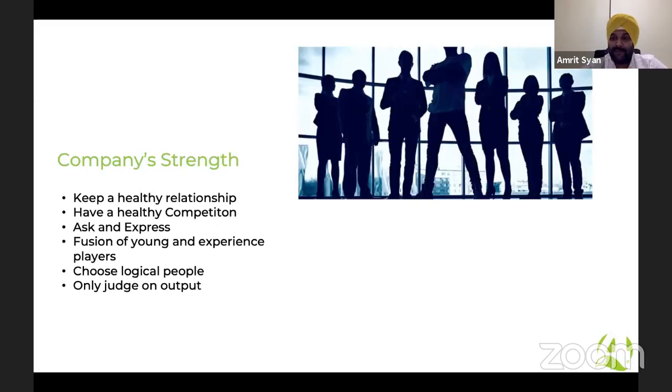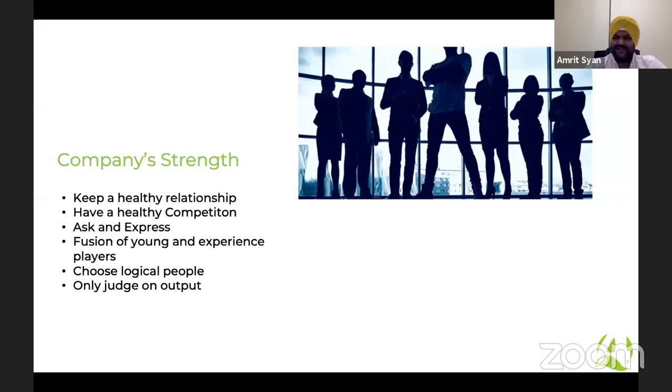How to strengthen your company, how to strengthen company team members, which I have shown. Company का strength कैसे बनेगा, guys? Keep a healthy relationship with your employees. उनसे बात करते रहो, उनको पूछते रहो कि प्रॉब्लम क्या है, what's your thing, what are you looking at, what is the company's viewpoint about you. This would keep a healthy relationship between you and your client, you and your employees. Very essential.